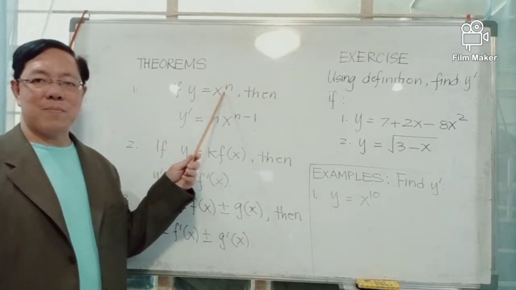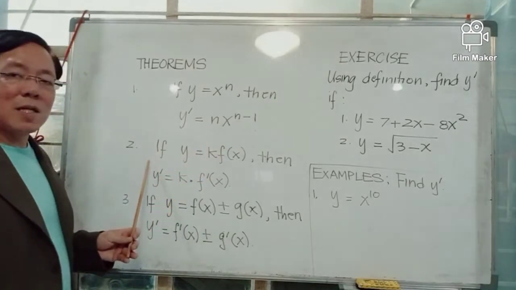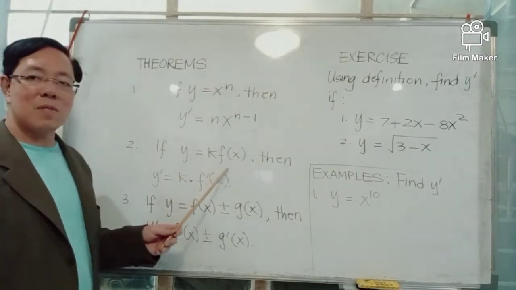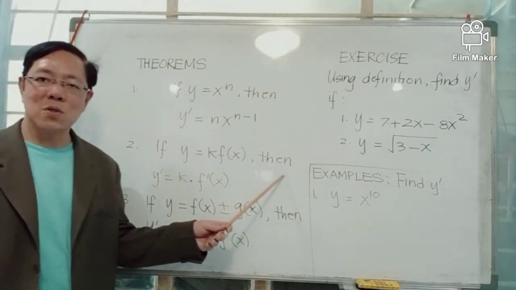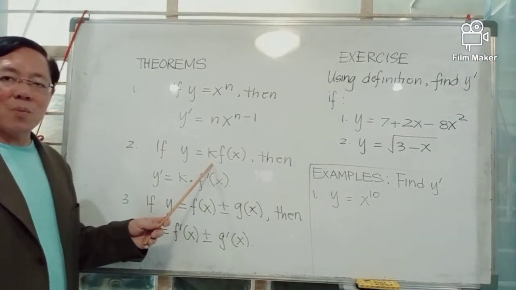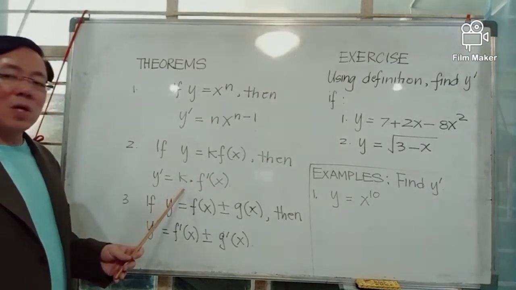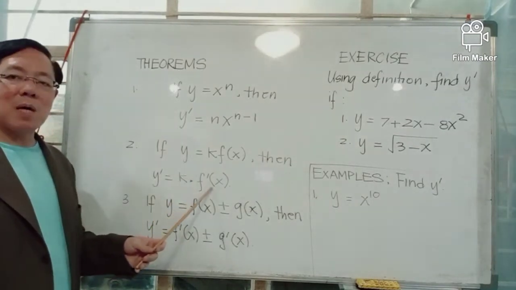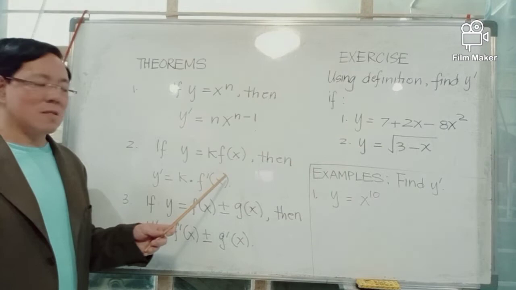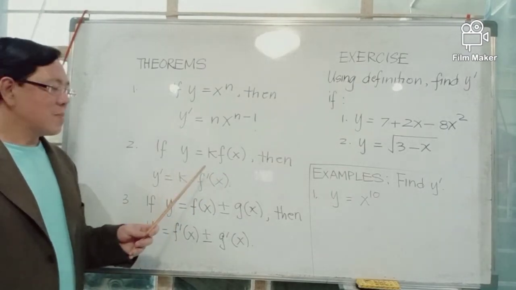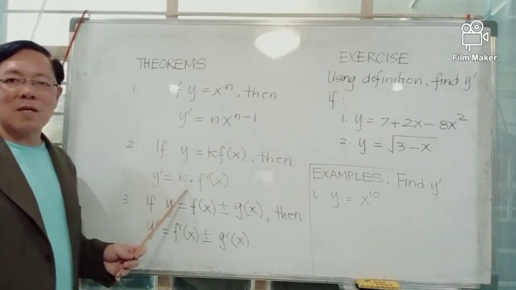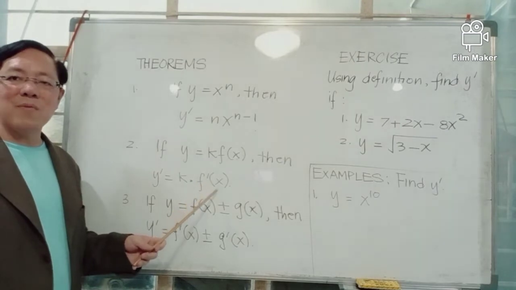In number 2, we have the given function y equals k times a function f of x. Then this theorem says the derivative of y, a function which is a product of a constant and a function, is equal to the constant times f prime of x. F prime of x is the derivative of the function f of x. Thus, the second theorem says the derivative of a constant times a function is equal to the constant times the derivative of the function.